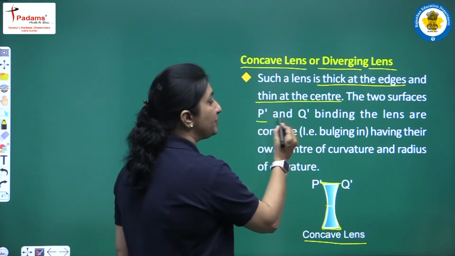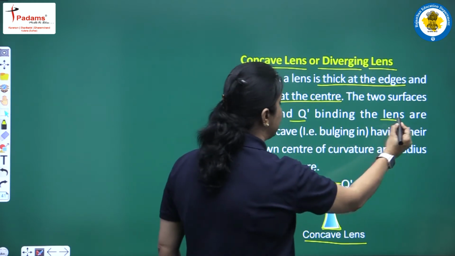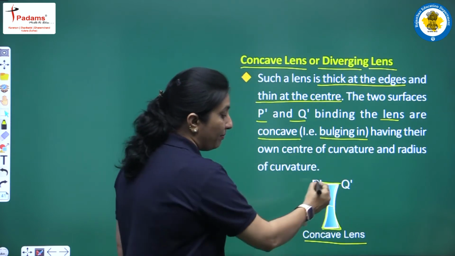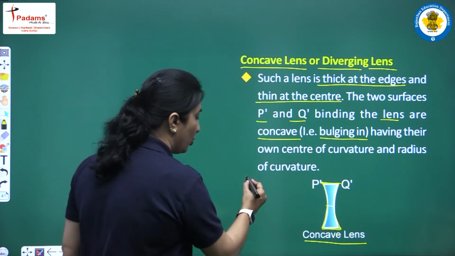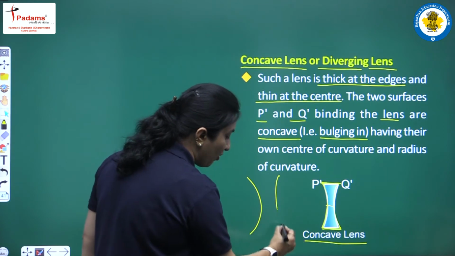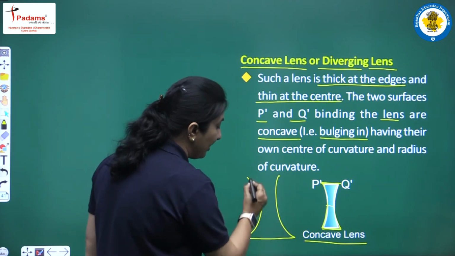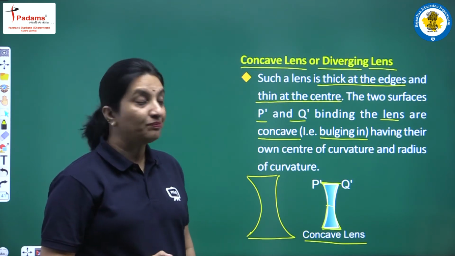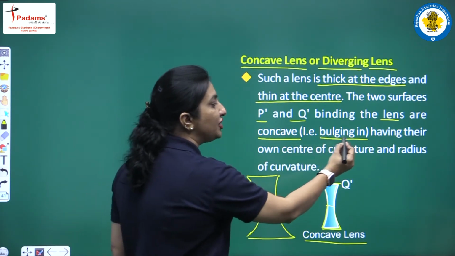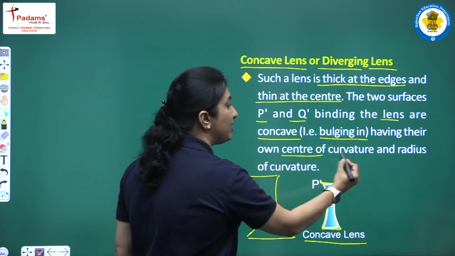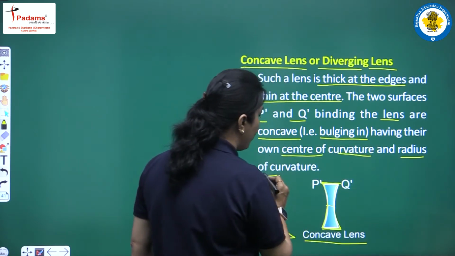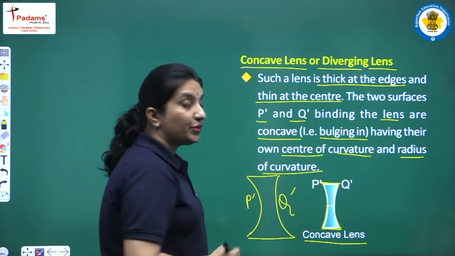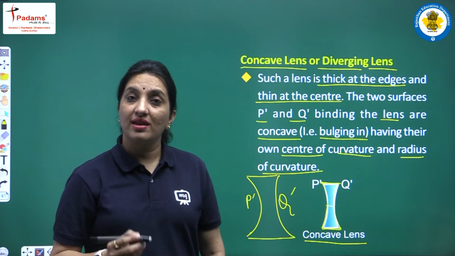The two surfaces P dash and Q dash binding the lens are concave, that is, bulging in. These two surfaces P dash and Q dash are concave, that is, they are bent inwards. So this can be called bulging in, having their own center of curvature and radius of curvature. So P dash and Q dash, these two surfaces, are concave in shape.